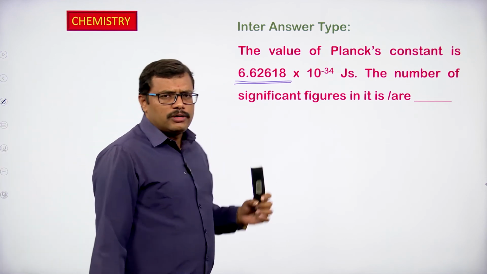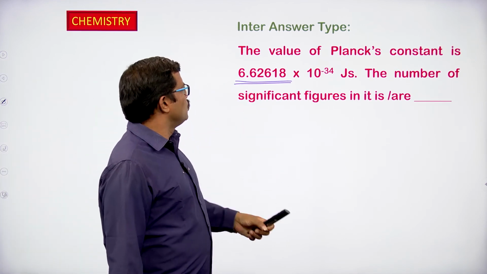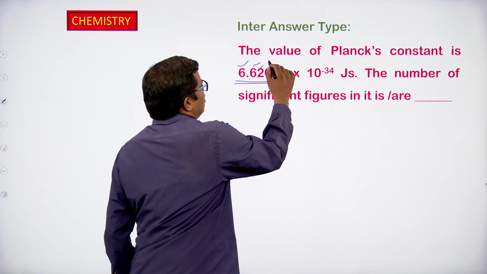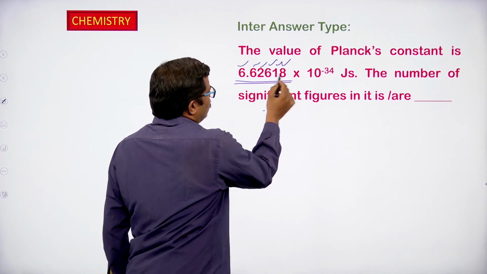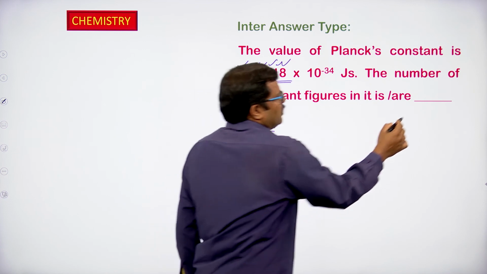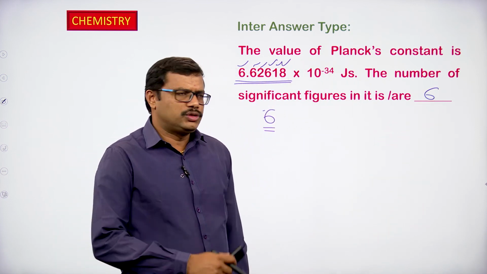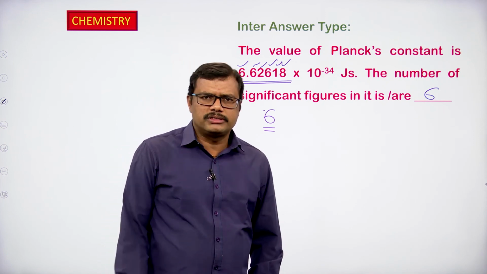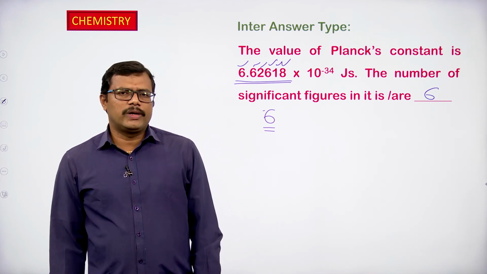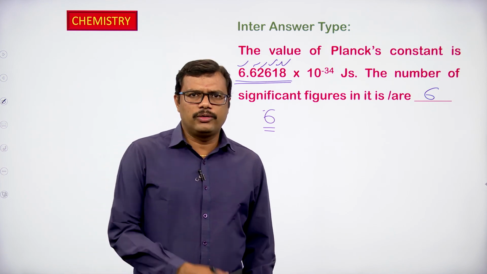So, here if you observe, we have 6.62618. All the numbers are non-zero digits. So, we have a total of 6 significant figures. Total significant figures are 6 in this case, right. This is the way we are going to handle the questions at the advanced level with respect to the significant figures that we are going to calculate.